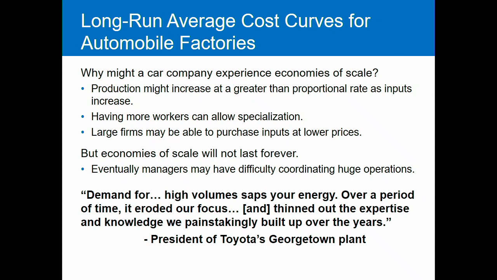Okay. We'll end the chapter by breaking down why we see this in the auto industry. Having more workers allows for specialization. When you're producing cars, there's a lot of different tasks to be done. So if you give everyone just one specific task, it makes it a lot easier to produce. And you have the large firms purchasing these inputs at lower prices. But eventually, managers have difficulty trying to manage these large, unwieldy corporations. And when you have a lot of layers of middle management, things get a lot more difficult.